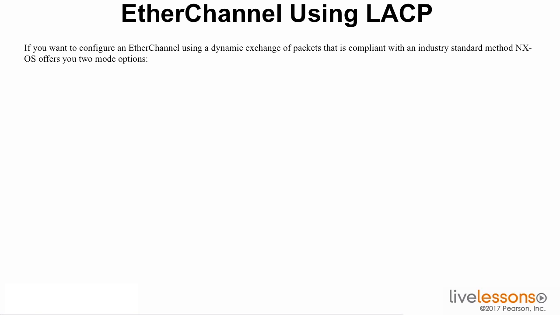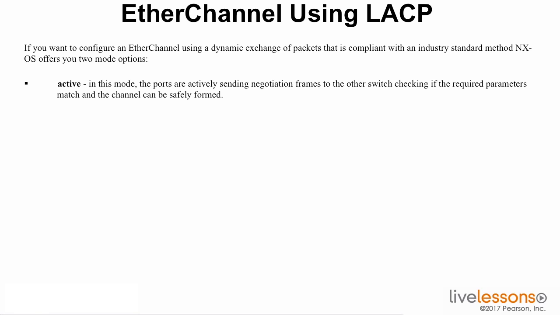If you would like to configure an Ether channel using LACP on an NXOS device, you have 2 mode options. The first one is active. In this mode, the ports are actively sending negotiation frames to the other switch, checking if the required parameters match and if the channel can be safely formed.